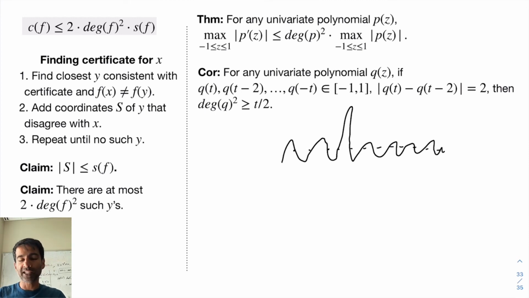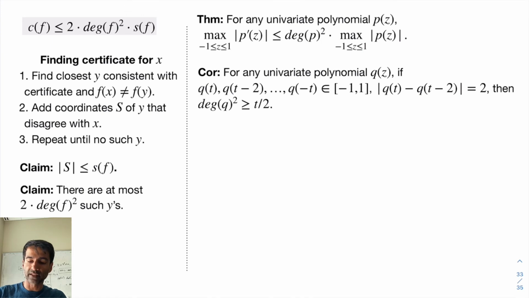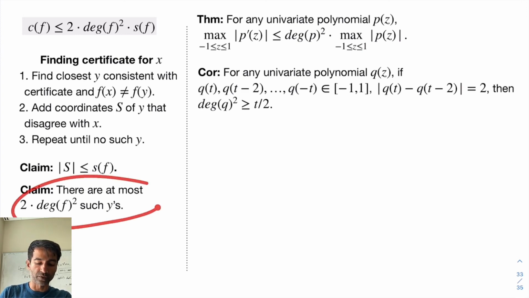You cannot immediately apply Markov's theorem because we don't have, at least in the statement here, immediate control on the value of q at points that are in between these integer points. Nevertheless, it's easy enough to use Markov's theorem to prove the corollary. So let me do that first, and then we'll use the corollary to prove the claim.